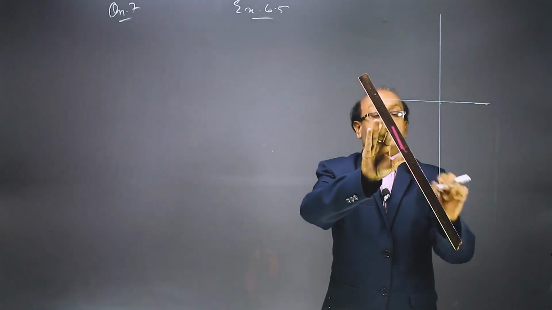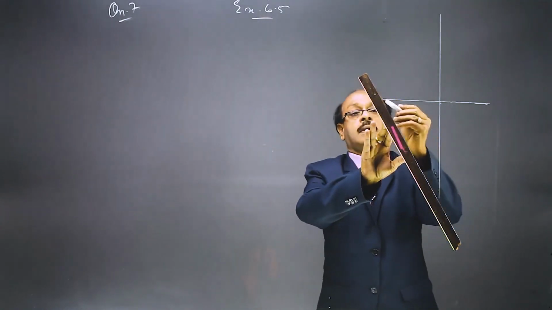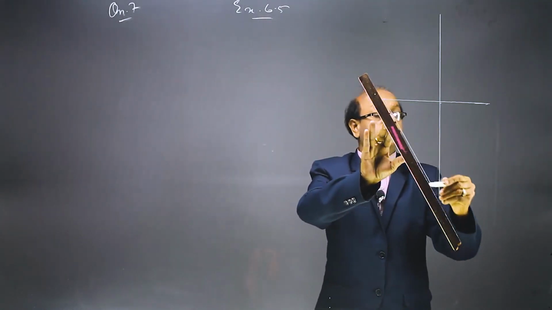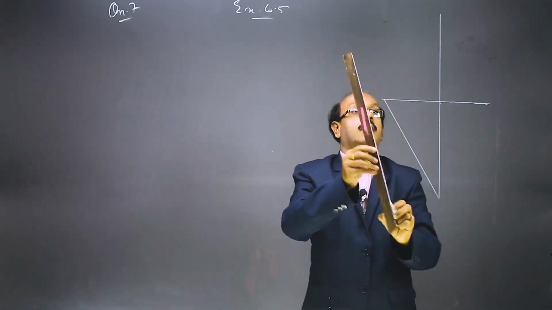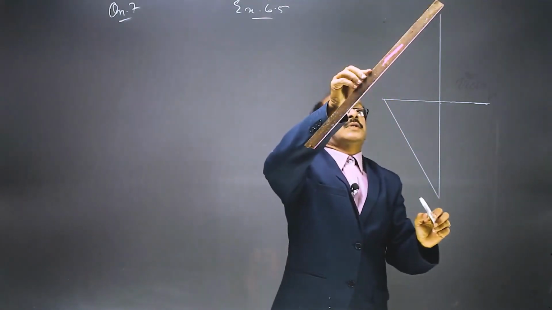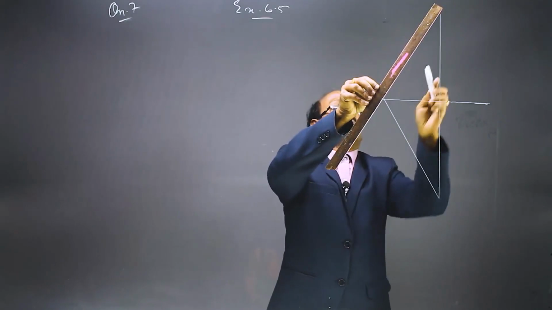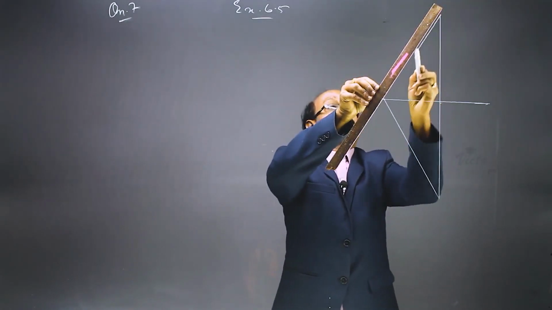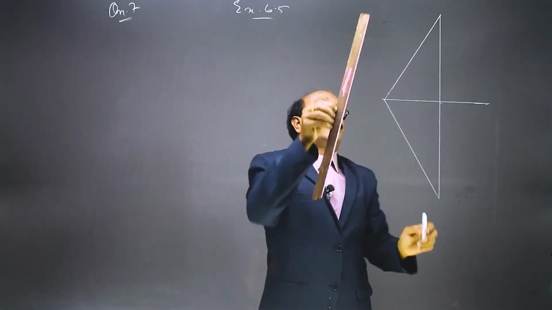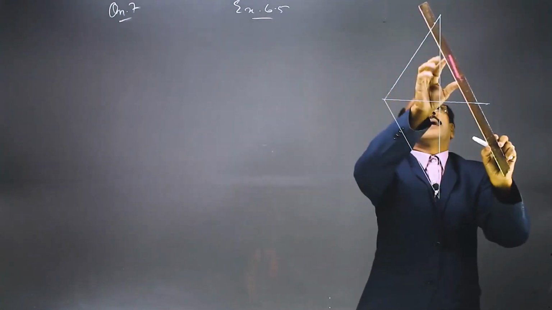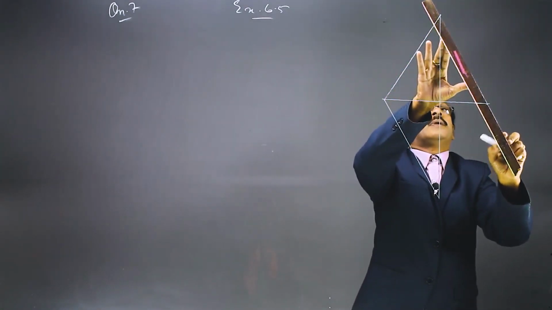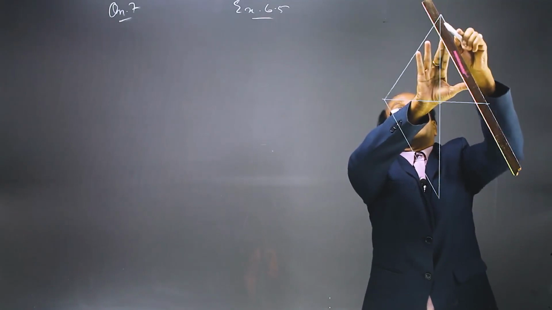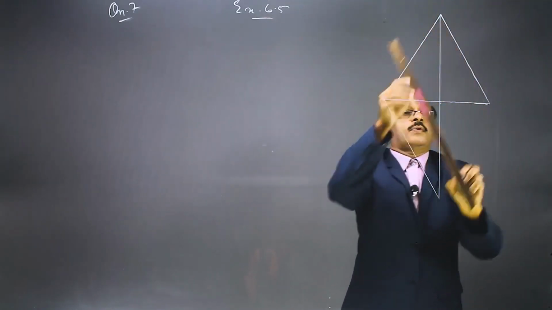So, remember the properties of a rhombus. The diagonals are perpendicular bisectors of each other. All the four sides of a rhombus are equal. These are the properties to be remembered for a rhombus.